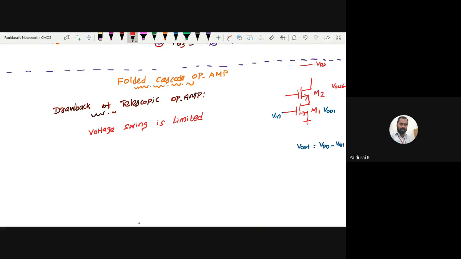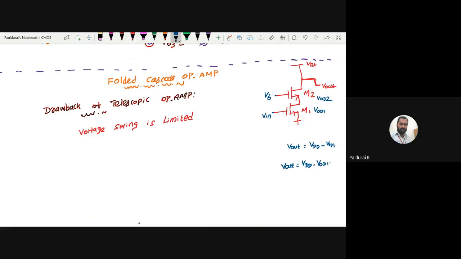Let me call this M2. Now I am measuring the output at this point. Here you added another overdrive voltage to my biasing voltage, right? Properly biased. So what is the voltage drop across M2? That is the overdrive voltage of M2. Now what is my Vout? The applied voltage is VDD minus the overdrive voltage of the first transistor minus the overdrive voltage of the second transistor.